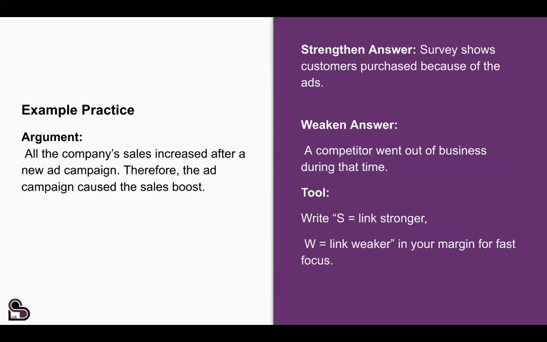So here's an example. The argument that the author gives us is: the company's sales increased after a new ad campaign. Therefore, the ad campaign caused the sales to boost. A strengthening answer: a survey shows customers purchase because of the ads. A weakening answer: a competitor went out of business during that time. The tool: we're going to write S for link stronger, W for link weaker in your margin for faster focus. So that's two samples of something we could have found that would align with that argument to be either strengthening or, sorry, weakening.